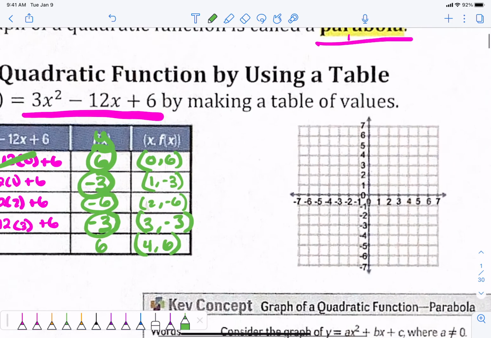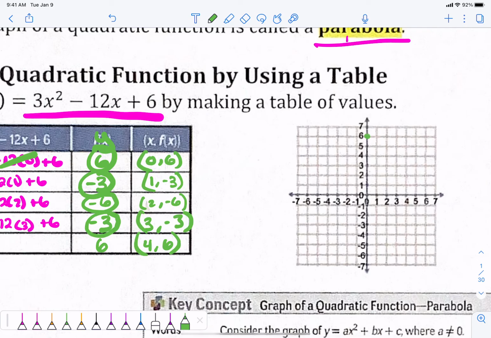So we're going to plot those points. 0 is at 6. 1 is at negative 3. 2 is at negative 6. 3 is at negative 3. 4 is at positive 6. And that's what my parabola looks like. It kind of looks as though he is vertically stretched.